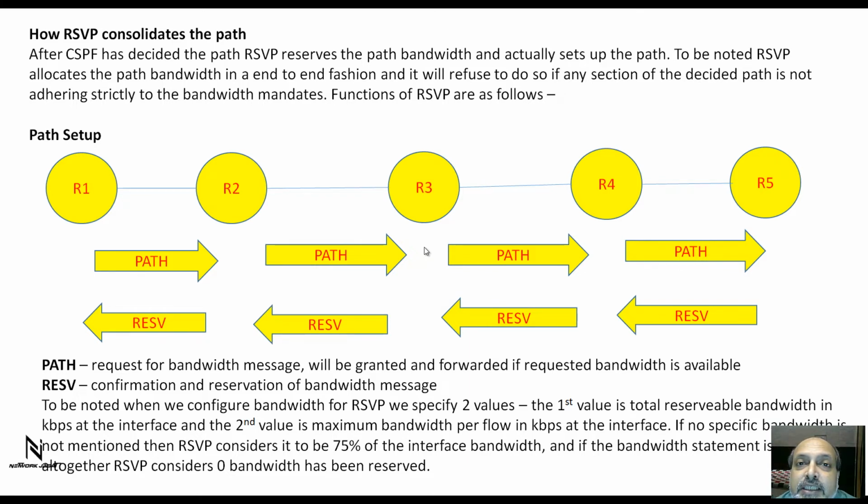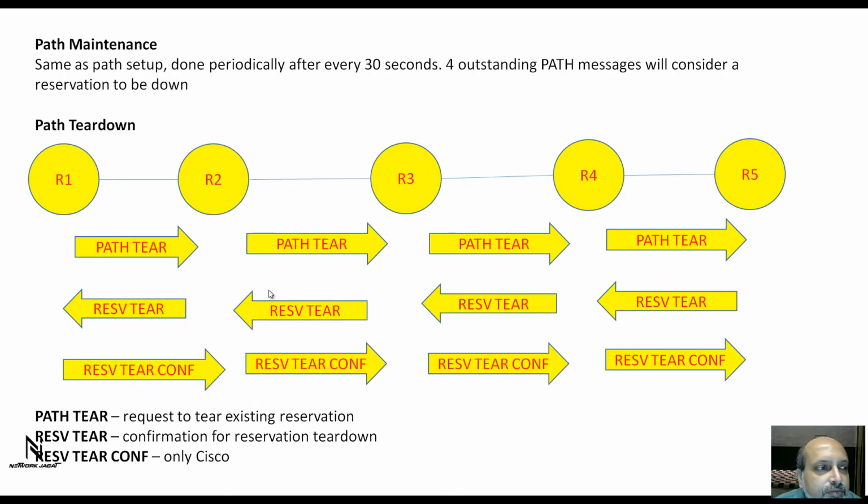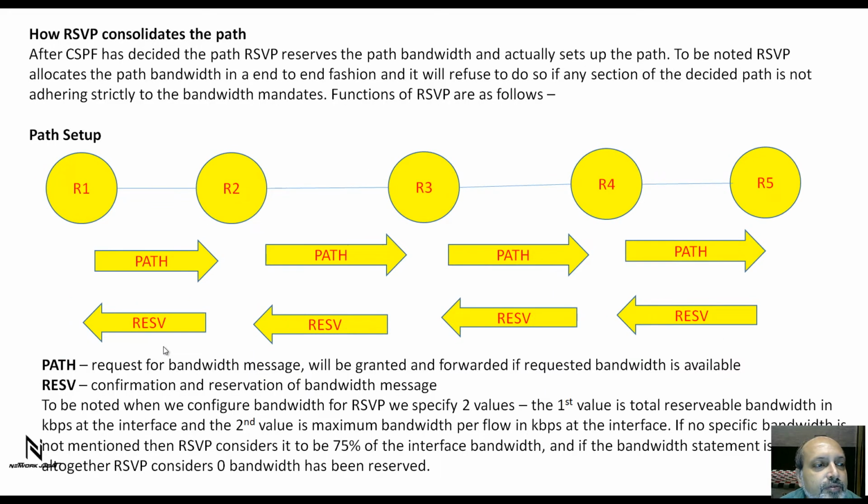Okay, now how does RSVP work? It uses certain messaging, right? So what are the messages? The messages are Path, RESV, that means reserve, then PathTear, ResvTear, and ResvConf, right? So let us discuss these one by one. At first, the Path message: when RSVP is setting up the path, the site engineer is actually manufacturing that path from the head to the tail end.